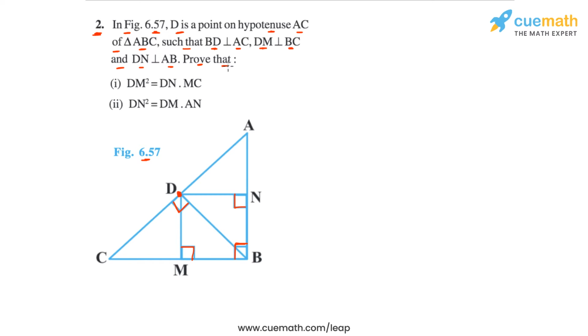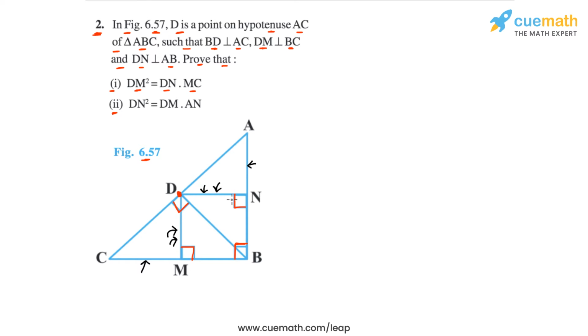We have to prove in the first part that DM square is equal to DN into MC. So DM is this segment. DM square we have to prove is equal to DN into MC, this segment here. And in the second part we have to similarly prove that DN square, which is this segment, is equal to DM into AN, which is this segment here.